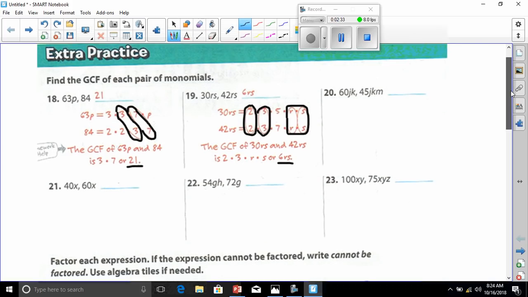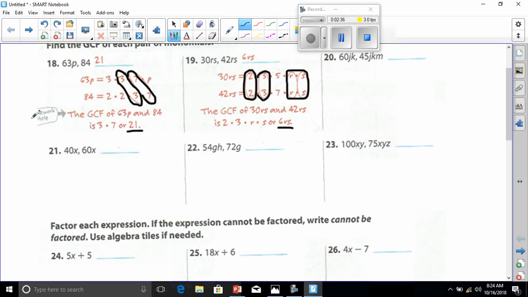All right, it's time to go ahead and work ours. I'm going to do number 21 here. 21 has 40 and 60. Well, if I did 40x, I know that 40x is divisible by 2, which gives me 20. And 20 can be divisible by 2, which gives me 10. And 10 can be divisible by 2, which leaves me 5. So I know that 5 times 2 is 10, 10 times 2 is 20, 20 times 2 is 40, and then we have that x left over, so it'll be times x.